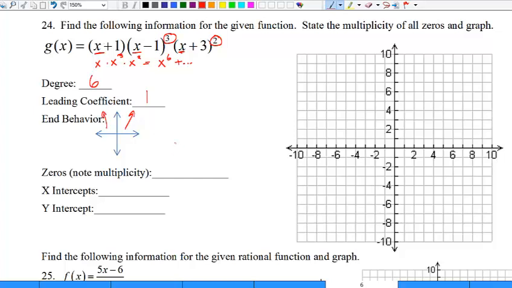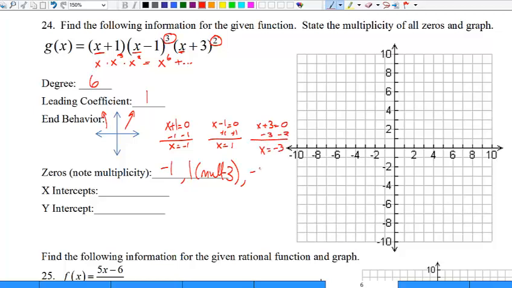My zeros, I just set each of the factors equal to 0. So when I set x plus 1 equal to 0 and solve, that gets me negative 1. I set x minus 1 equal to 0 and solve, that gets me 1. But because there's a 3 on it, it's multiplicity of 3. It would pop up 3 times. And then I have x plus 3 equal to 0, so when I solve that, I'm getting x equals negative 3. But that one also is multiplicity of 2. Once I have the multiplicity correct, I just set each of those as a point comma 0 to get the x-intercepts.